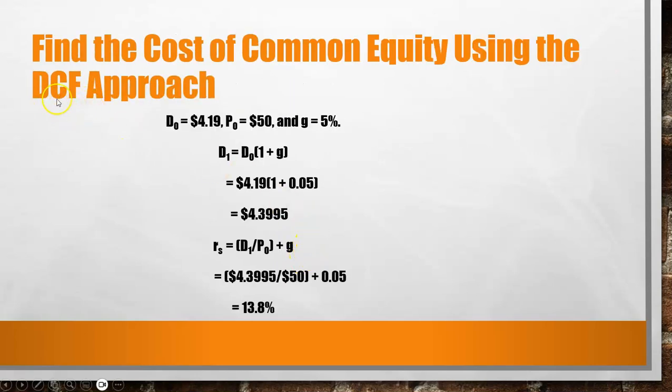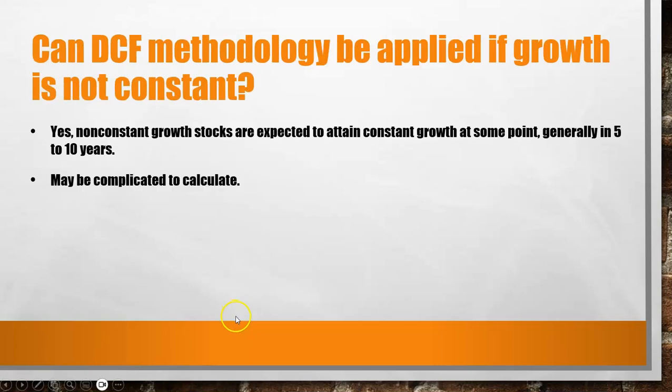Remember the direct cash flow approach? This big old formula, we get down to 13.8%. So we have one that's saying cost 14.2, another one saying 13.8. Can the direct cash flow methodology be applied if growth is not constant? Yes, you can, but you try to do it in like 5 to 10 year increments. It gets complicated in a hurry.